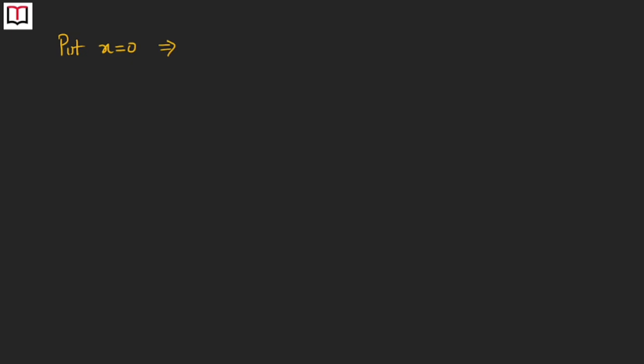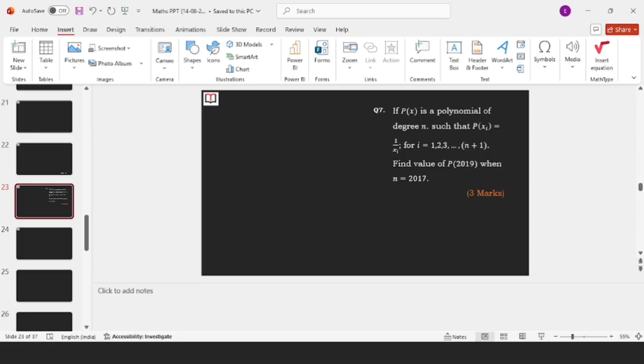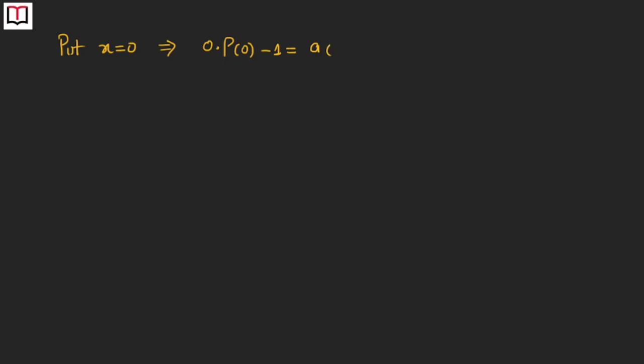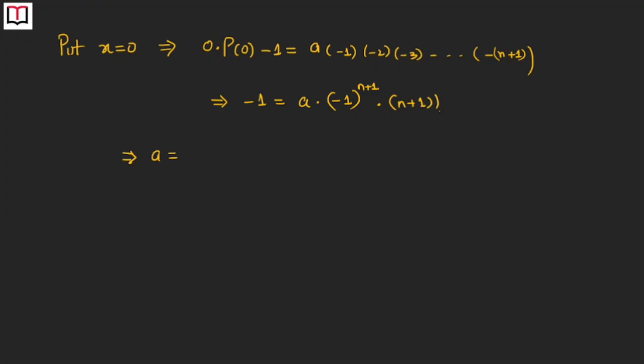We don't know the value of the polynomial p of x at any point x, so put x equal to 0. What do you get? 0 into p of 0 minus 1 is equal to a times minus 1 into minus 2 into minus 3 and so on up to minus n plus 1. Of course in LHS it's minus 1, and in RHS we have n plus 1 negative signs, so minus 1 raised to n plus 1 times n plus 1 factorial. So what is a here? a is minus 1 raised to the power n over n plus 1 factorial.